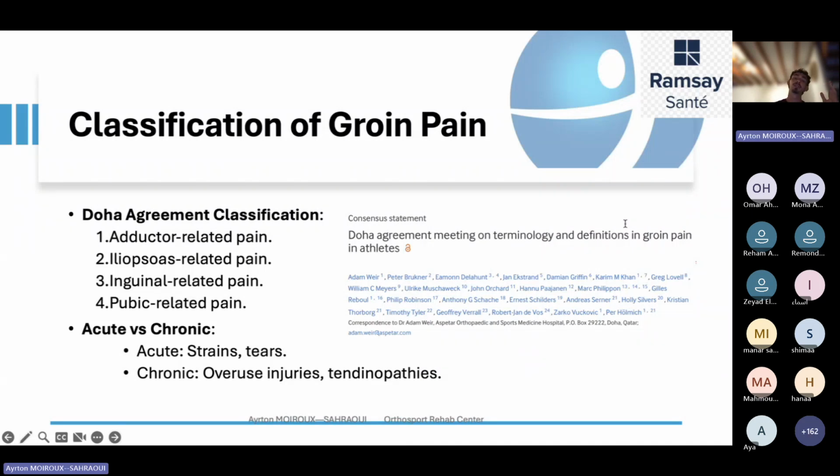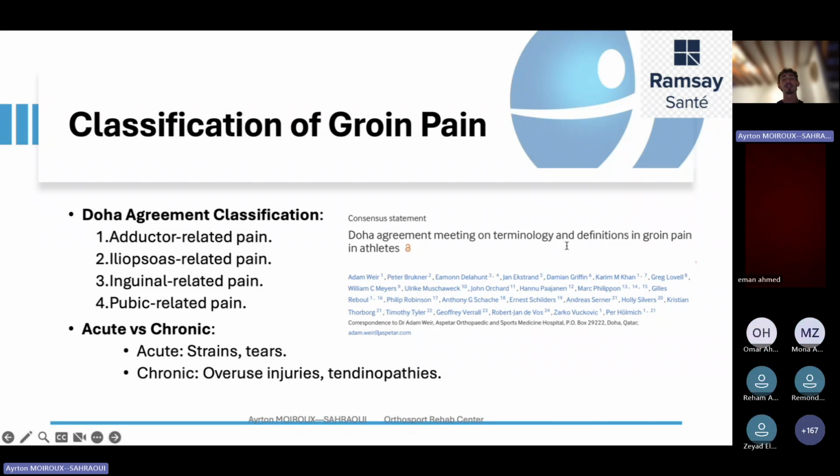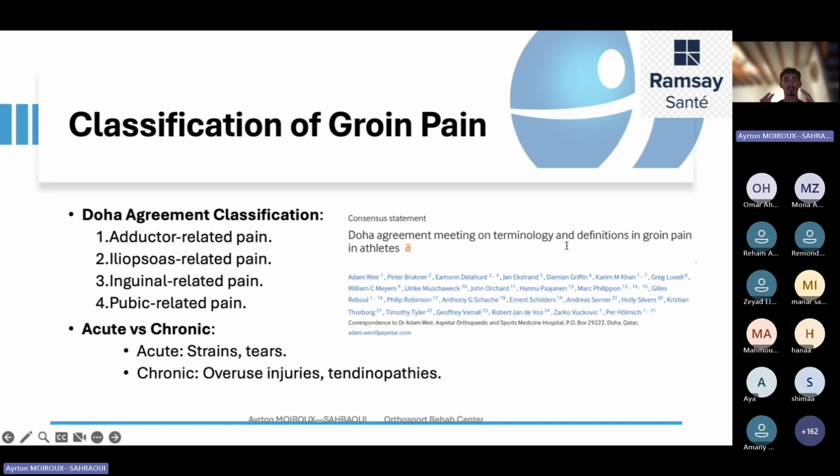There's the inguinal-related pain. This is located in the inguinal canal, okay, and may be accompanied by symptoms that mimic an inguinal hernia. That's another pathology, but the symptoms are essentially the same. You should be aware of that. Activities that increase intra-abdominal pressure, such as cutting or performing a Valsalva maneuver, often exacerbate the pain.